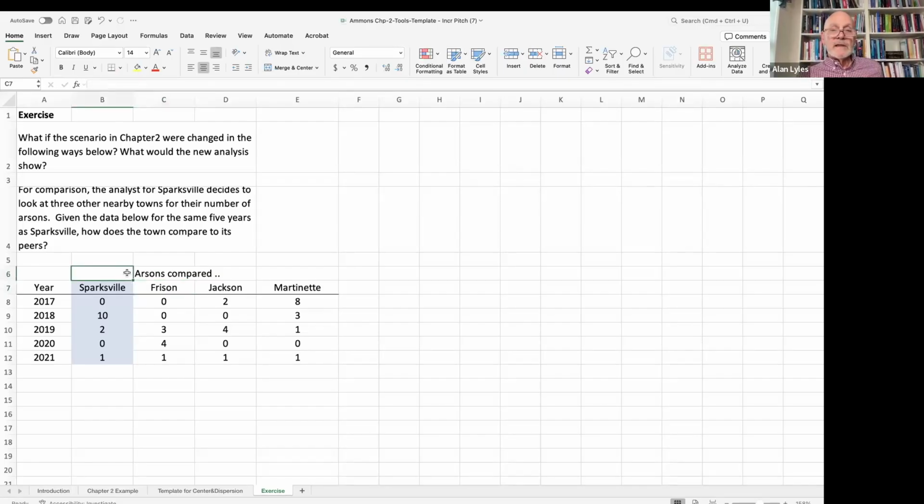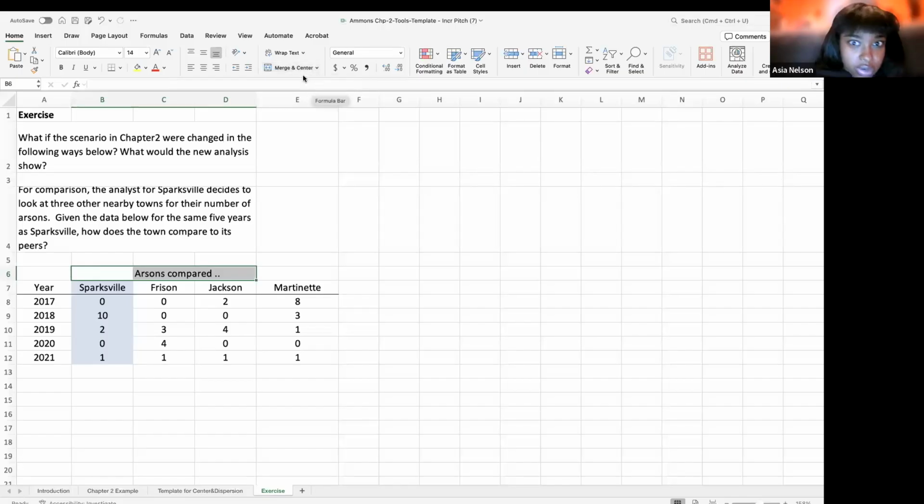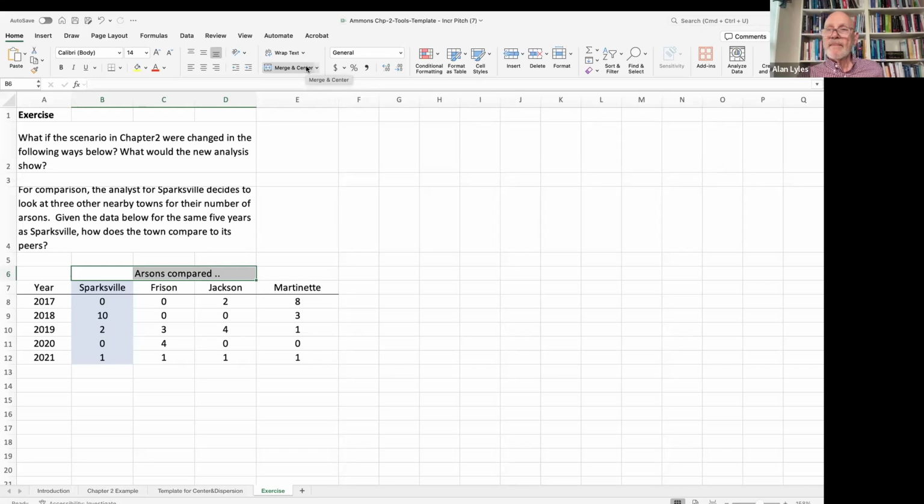So this is not necessary, but if you want, if I go across these three, then I can select, if you look at the top where my cursor is pointing, merge and center. Can you see that? Asia, did you see that? Thank you. So I'm trying to maximize. Right above column E, it says merge and center, in the ribbon.